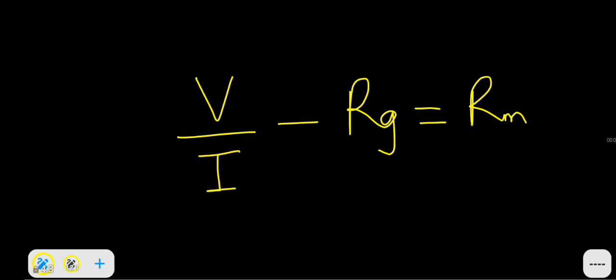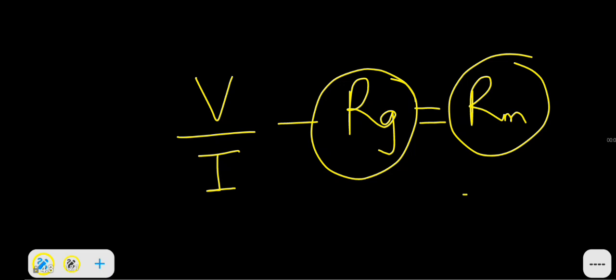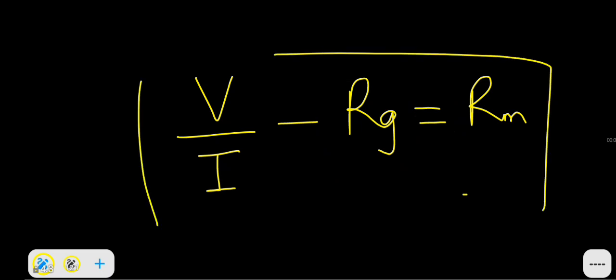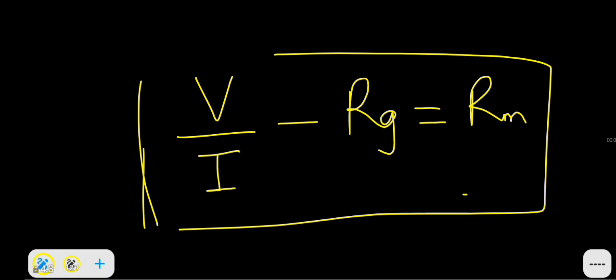Very simple formula. V is the voltage you want to measure. You see it in the question: to measure a voltage of blah blah blah. I is the current that is passing through the resistance or the galvanometer. They are in series, in a straight line like this, so the same current will pass through them. Rg is the resistance of the galvanometer. Then Rm is the resistance of the multiplier, which you'll be told to find, depending on the question. So remember this formula: V over I minus Rg equals Rm for galvanometer to voltmeter.